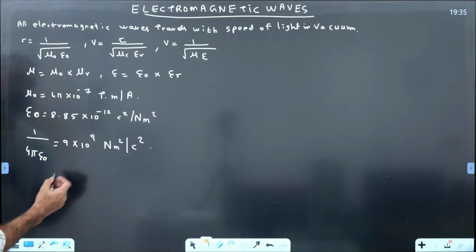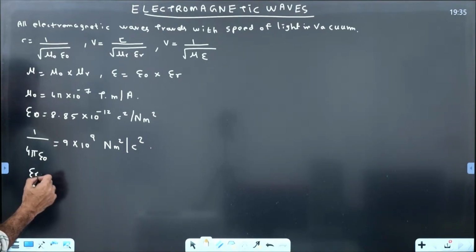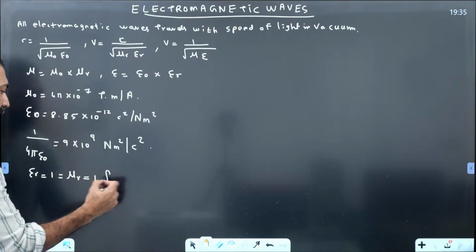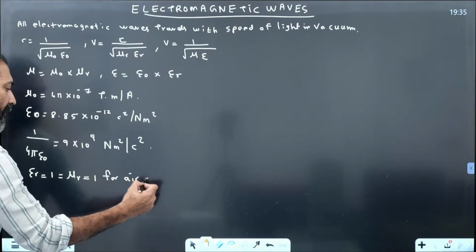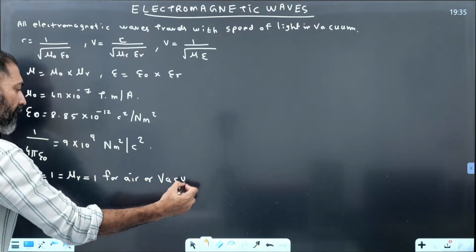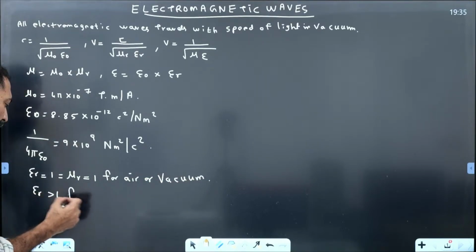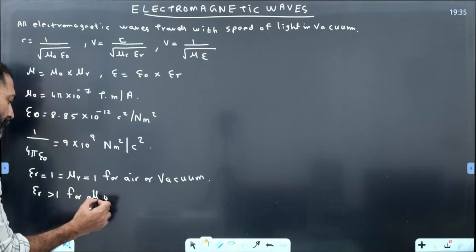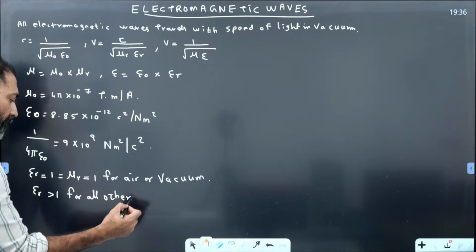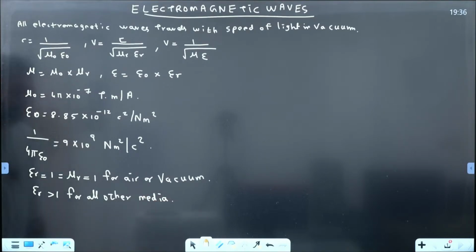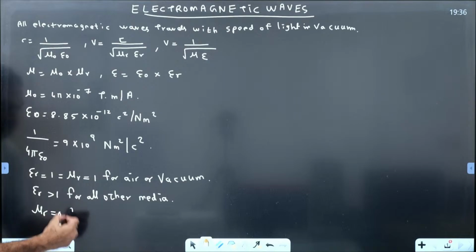Now, epsilon r equal to 1, mu r equal to 1 for air or vacuum. Epsilon r greater than 1 for all other media. You remember, mu r equal to what? 0 for superconductor.